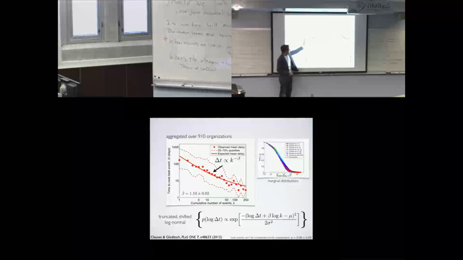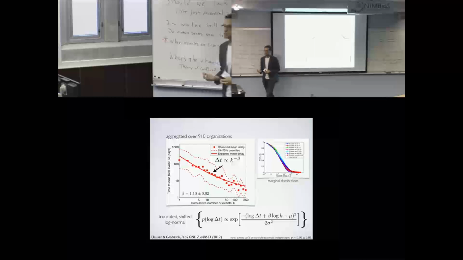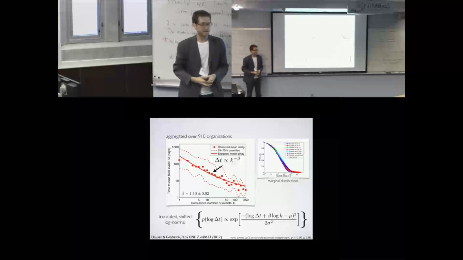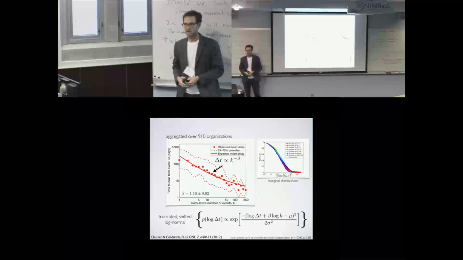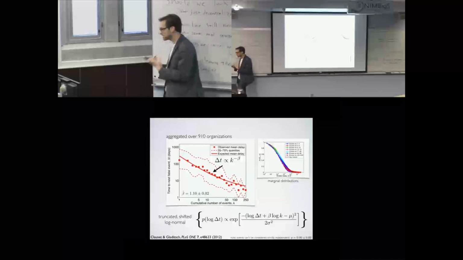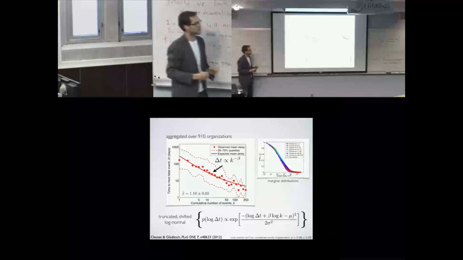So if I look at the marginal distribution, so if I say I know that I'm on the 10th event for my group, and I look at the distribution of observed empirical delays for groups that have carried out 10 attacks, it looks like a log normal. In fact, it looks like the same log normal whether I'm at 1 or 10 or 100 events. So this suggests that there's something very clean here about the behavior of these groups at this large scale.